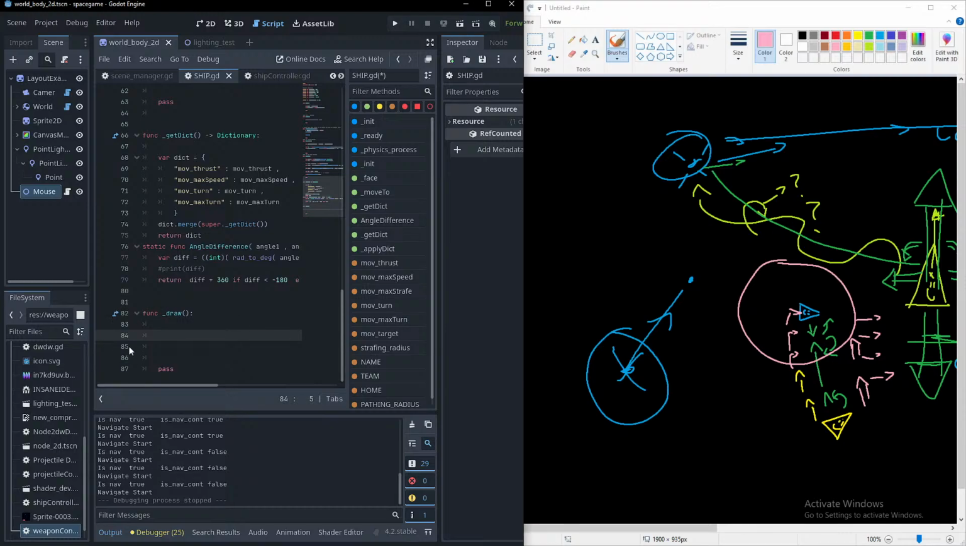Oh, are you guys working on AI, or what are you guys working on? Like NPCs and maps?